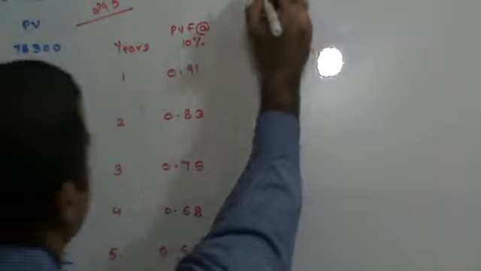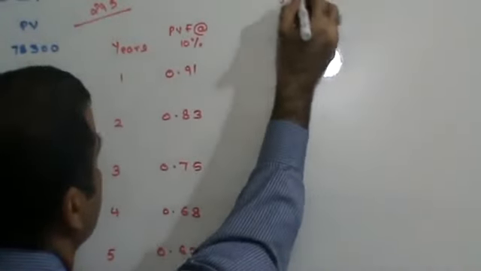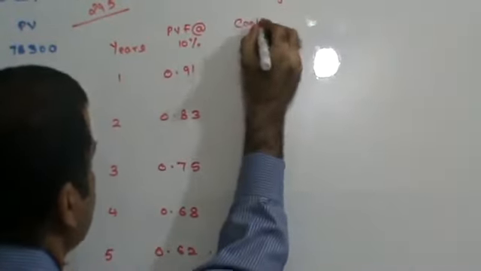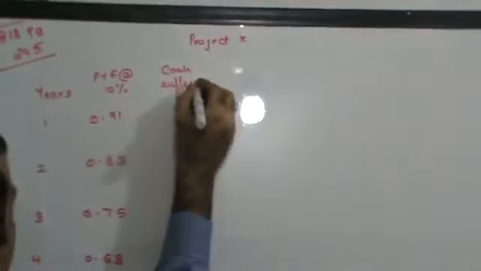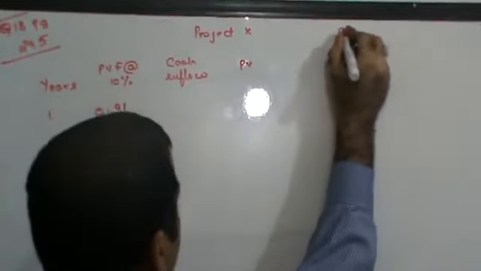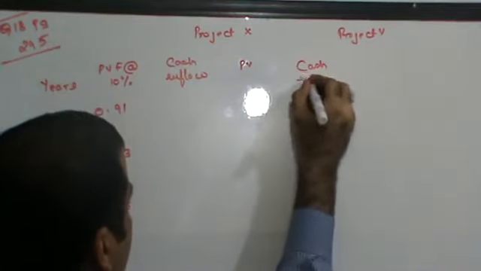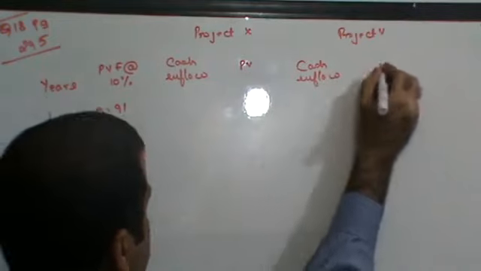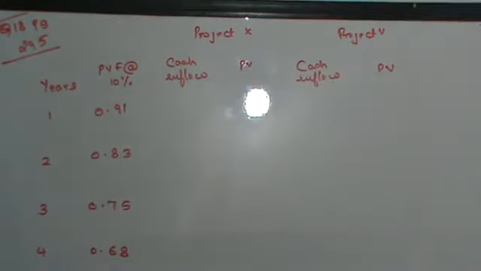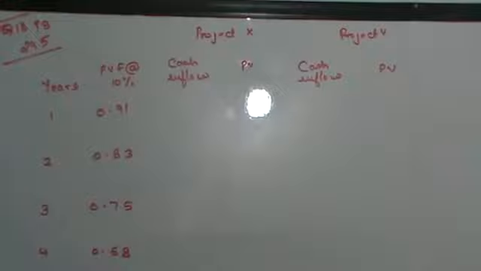Either they will be given to you in the sum or they will give you that chart. In the chart, you have to look at table A. You have to look at 10%, the first 5 figures. Right? Now, let's consider project X: cash inflow, present value. Project Y: cash inflow, present value. Right? Let's see the cash inflow, guys.